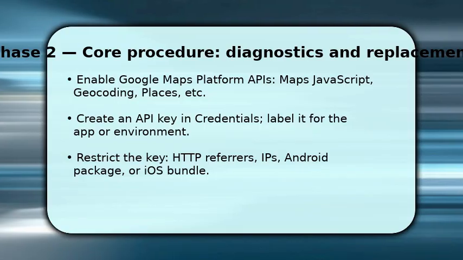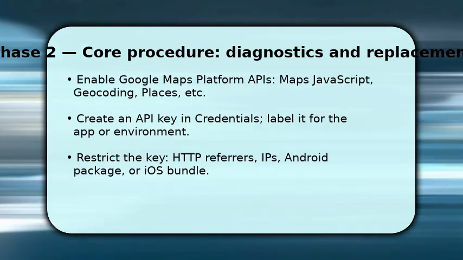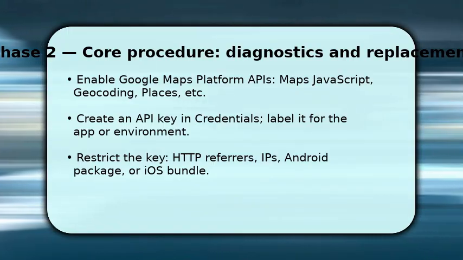Next, go to Credentials and create an API key. Name it clearly for development versus production. Critically, immediately add restrictions. Use HTTP referrers for web, IP addresses for servers, or mobile package identifiers for apps. This prevents unauthorized use. Finally, note usage limits and set daily quotas now to control costs and avoid surprises.